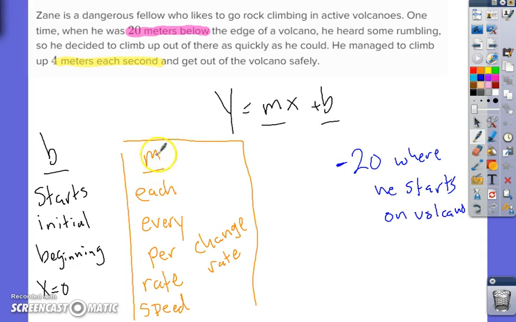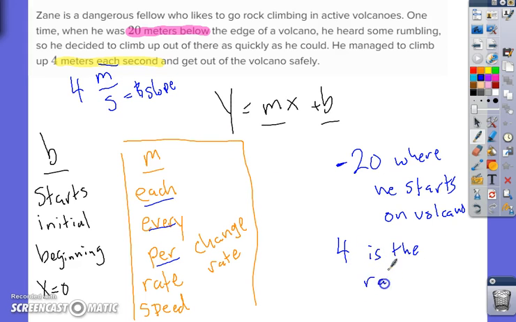And then for slope, it's really simple. I'm just looking for the word each, every, or per. And this one says 4 meters each second, so that would be 4 meters per second. Notice that this m stands for meters. I don't want to confuse you. This is going to be telling me the slope. And I know that because of the word each, because it's a ratio. So 4 is the rate. So he starts down here at negative 20, and then he's going up 4 as he goes up the volcano.